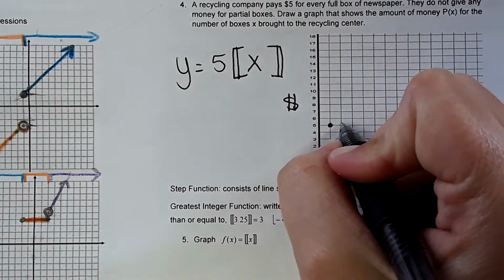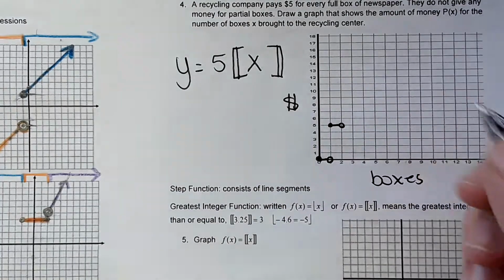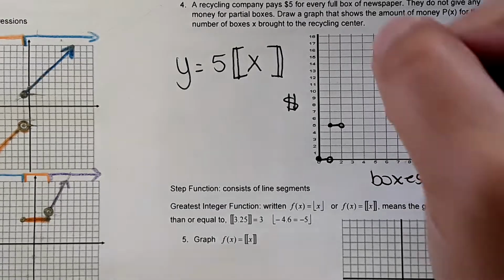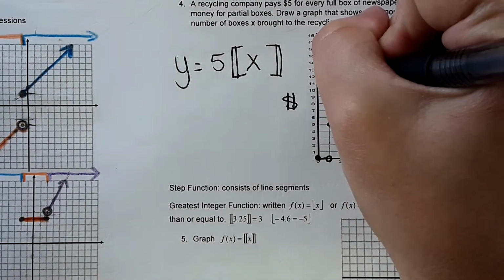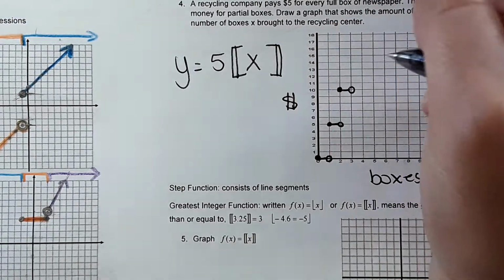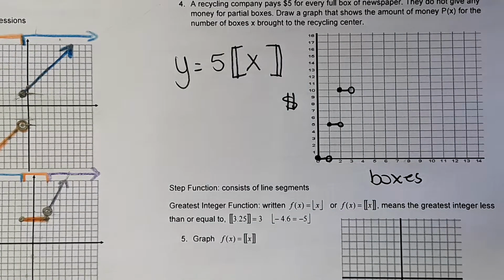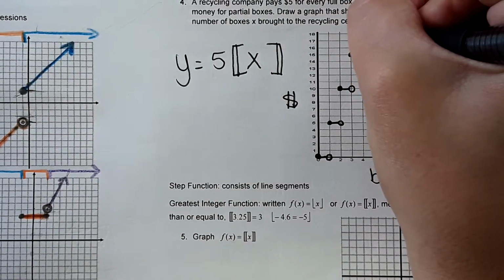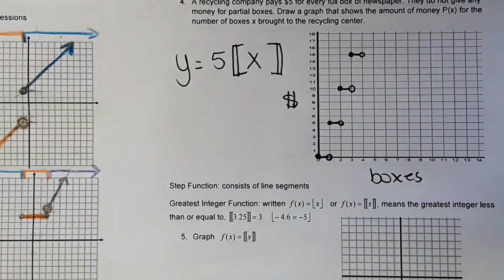And then you get $5 up until 2 boxes, so open dot at 2. Then for 2 boxes, you get $10, so closed dot at $10. Up until 3, you get $10. And then once you hit 3 boxes, you get $15. This is called a step function because it looks like steps.